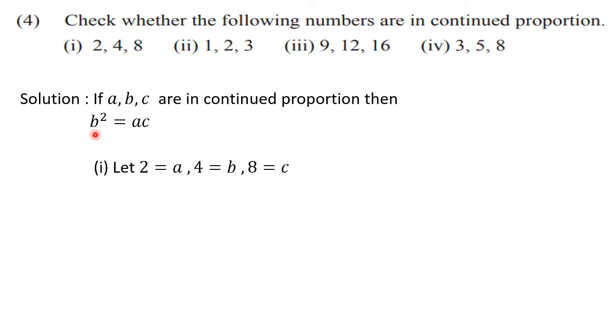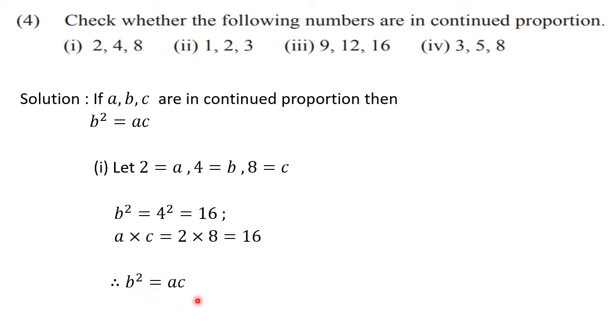First we will find B square. B square means 4 square, that is 16. Then we will find AC. AC is equal to 2 into 8, that is also 16. So see, here we got both the sides the same. I can say that in this case this relationship is true: B square is equal to AC. If we get different numbers, then we are going to say B square is not equal to AC.